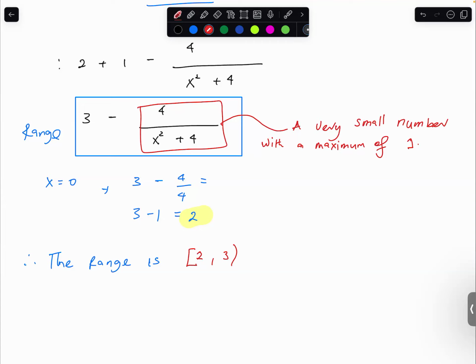When we consider this maximum, we have 3 minus 1, which equals 2. But it could be anything between 2 and 3, depending on how large or how small that number is. So therefore our range of the function is 2 included and up to 3, where 3 is not included in the range of the function. So this is the solution for the domain and range, and how you can find the domain and range of a function.